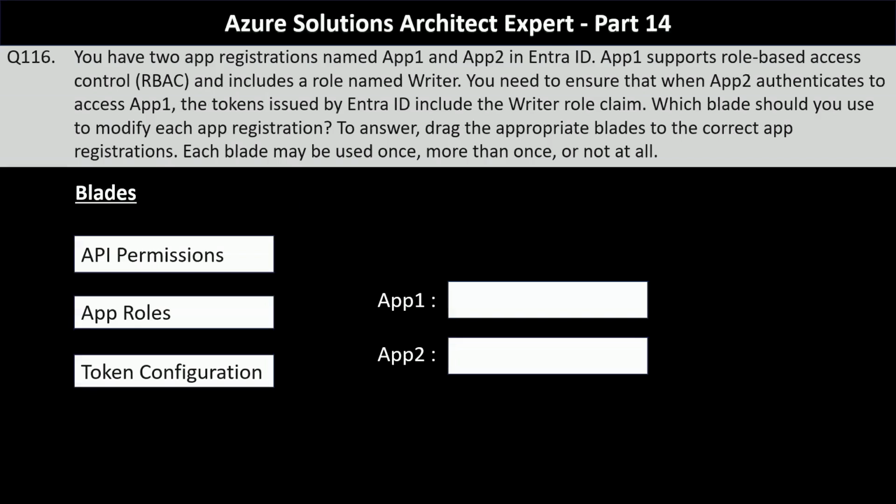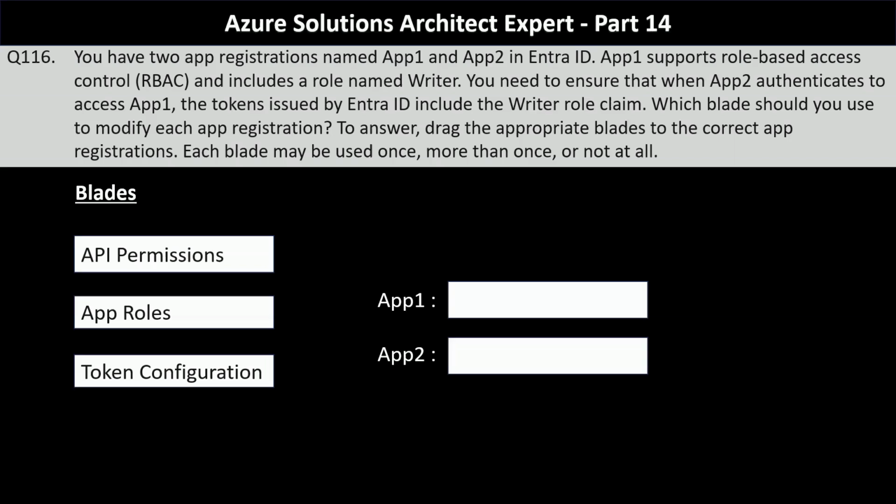Next question. You have two app registrations named App1 and App2 in Entra ID. App1 supports role-based access control and includes a role named writer. You need to ensure that when App2 authenticates to access App1, the tokens issued by Entra ID include the writer role claim. Which blade should you use to modify each app registration? To answer, drag the appropriate blades to the correct app registrations. Each blade may be used once, more than once, or not at all. And you have three blades: API permissions, app roles, and token configuration.